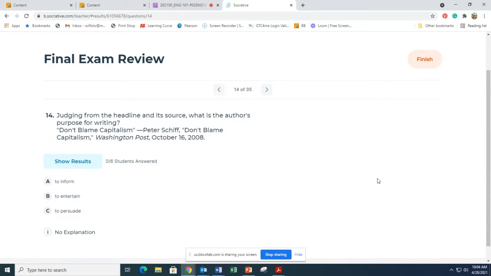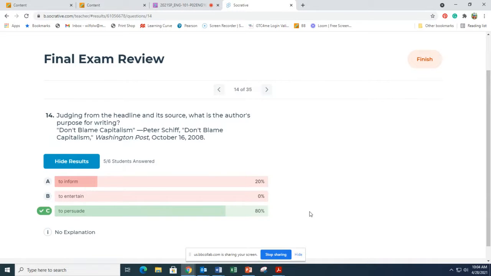So, all right. Let's see. Judging from the headline and its source, what is the author's purpose for writing? Yeah, it's persuasive. To inform would suggest that it's purely factual information that a person can do what they want with, but they're not trying to convince anyone of anything. There's no debate meant to be had. Whereas this is clearly taking a position, responding to criticisms of the capitalist system that we currently live under. This person's saying, don't blame it on capitalism. But maybe I want to. Tell me why I shouldn't.